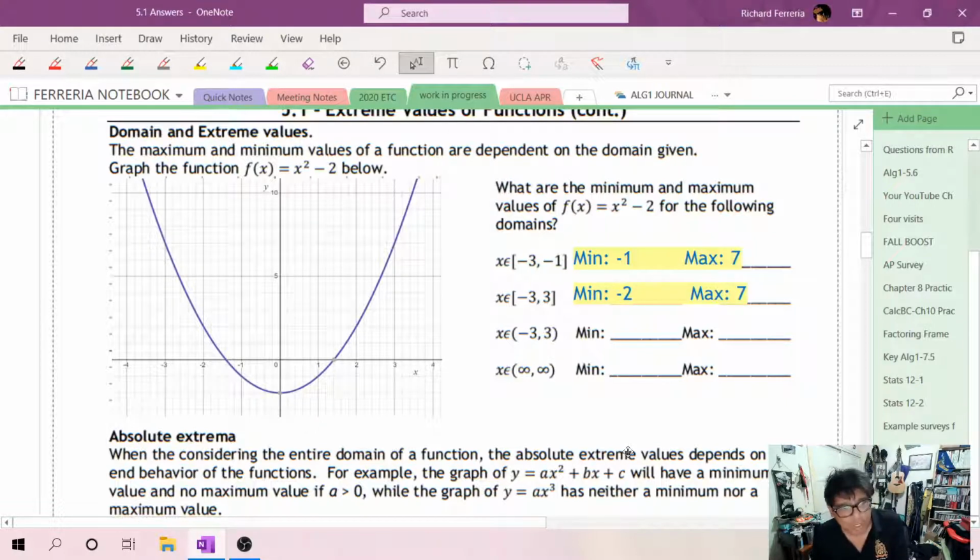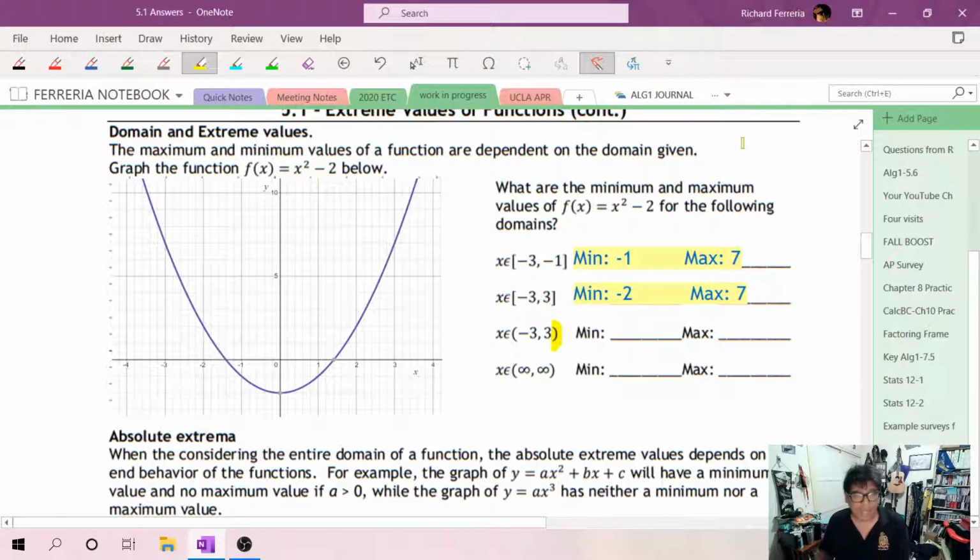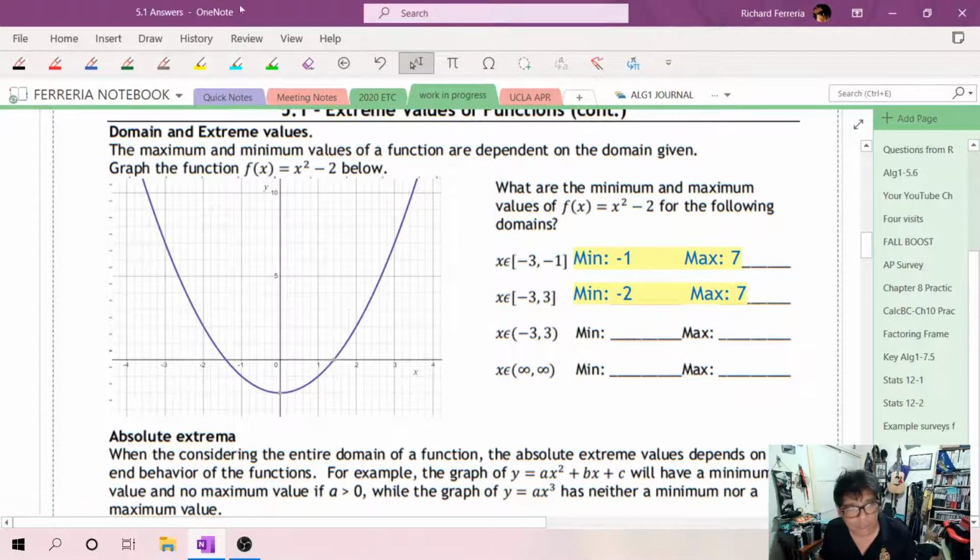Now here's a tricky one. Take a look at these endpoints. They are parentheses instead of brackets. That means our coordinate is never actually going to reach negative 3, and it's never going to actually reach positive 3. Let me show you what I mean.